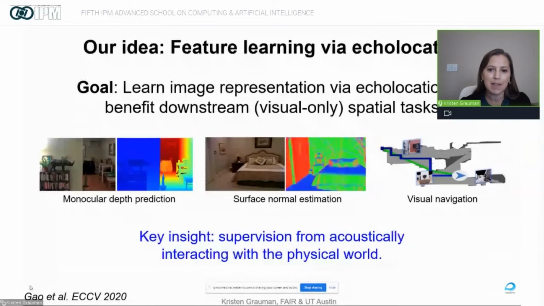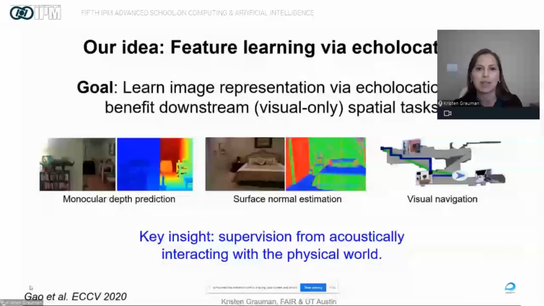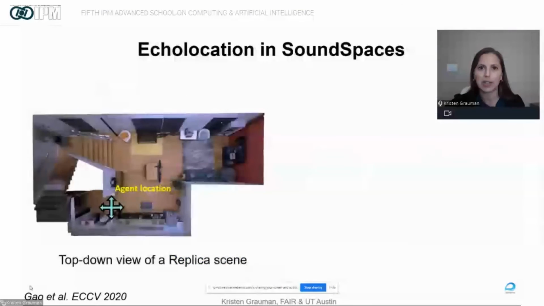Now, the key insight for our approach is to think of self-supervision coming not from a pile of static data, but from this agent interacting with the physical world. So in this case, acoustically interacting with the physical world by emitting sounds and listening for the results, all the while moving to observe in different positions in the environment. Okay, so this is the idea for visual echoes.